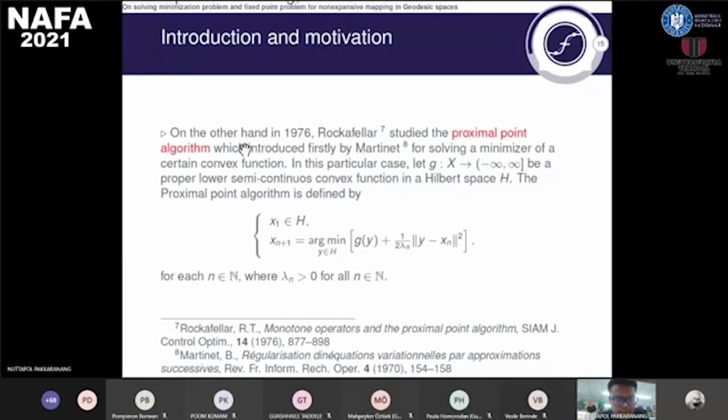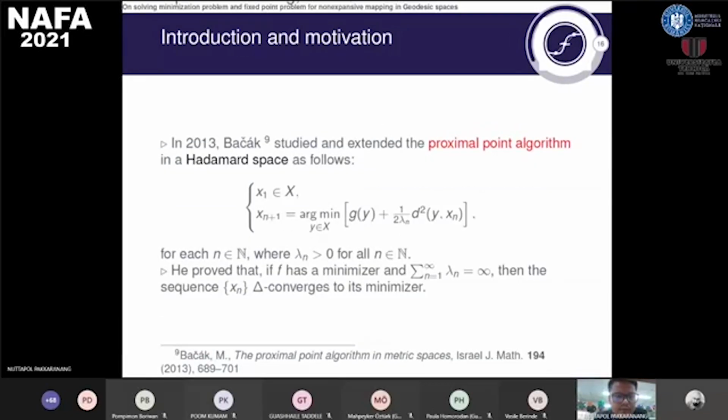On the other hand, Professor Rockafellar studied the proximal point algorithm, which was first introduced by Professor Martinet for finding the minimizer of a convex function. The proximal point algorithm is defined like this, from references 7 and 8. Next, in 2013, Professor Bačák studied and extended the proximal point algorithm in Hadamard space, or complete CAT(0) space.